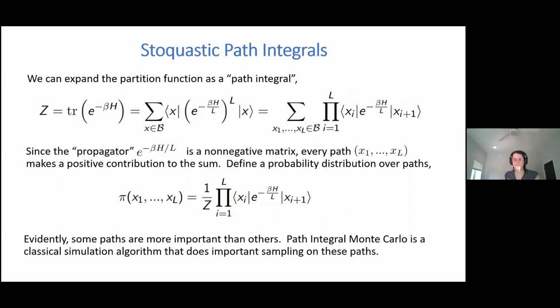Okay, so now getting to the core of that definition I gave, talking about path integrals. So here we can expand the partition function by definition, right? So here's writing out the definition of the trace. And here I'm preparing to create a path integral by dividing by L and raising to the power L. And then I just insert many complete resolutions of the identity in between these various factors, e to the minus beta h over L, and then I get this.